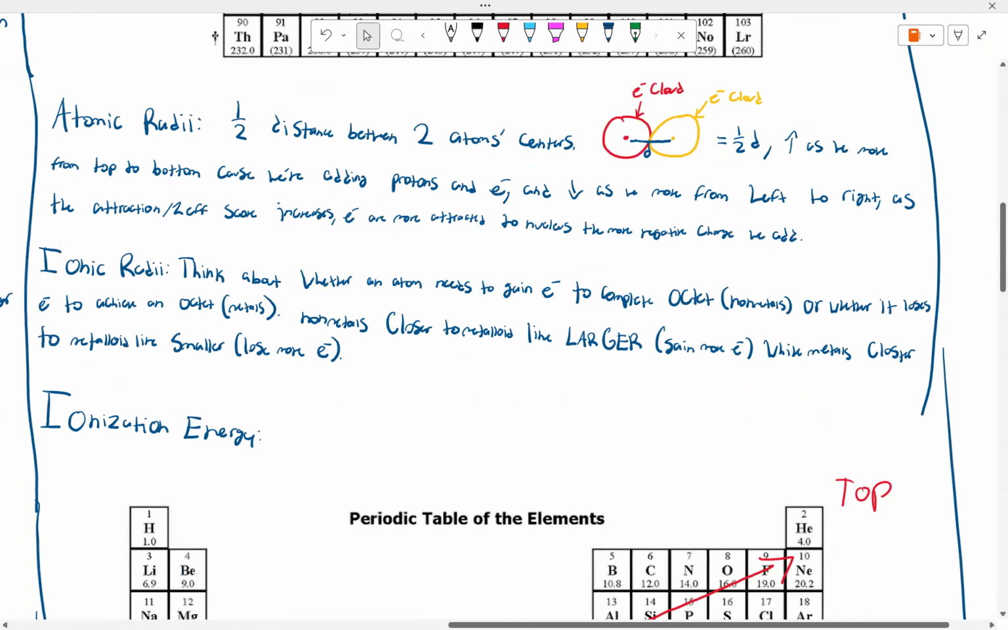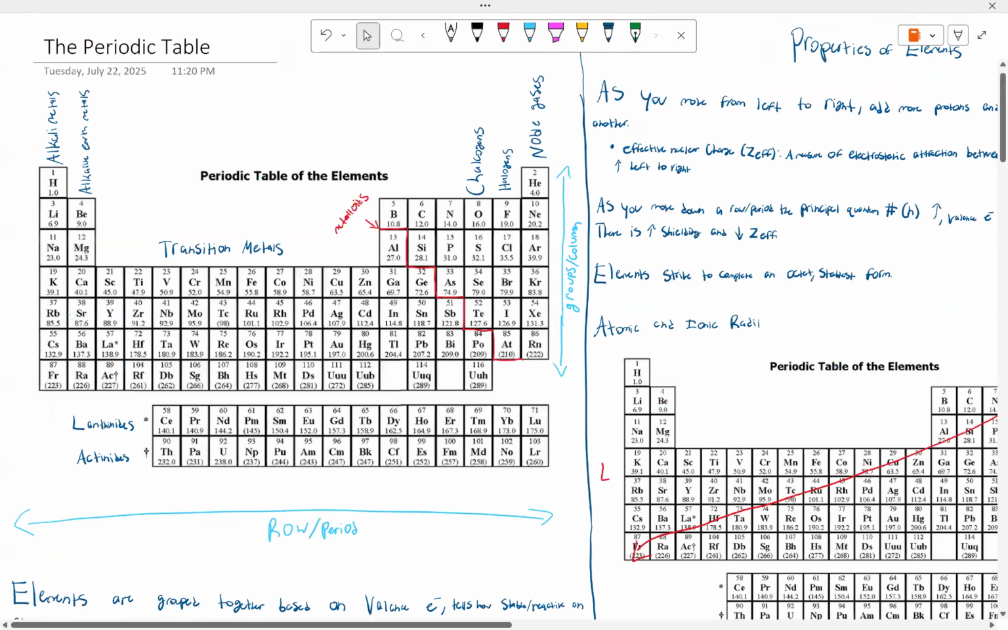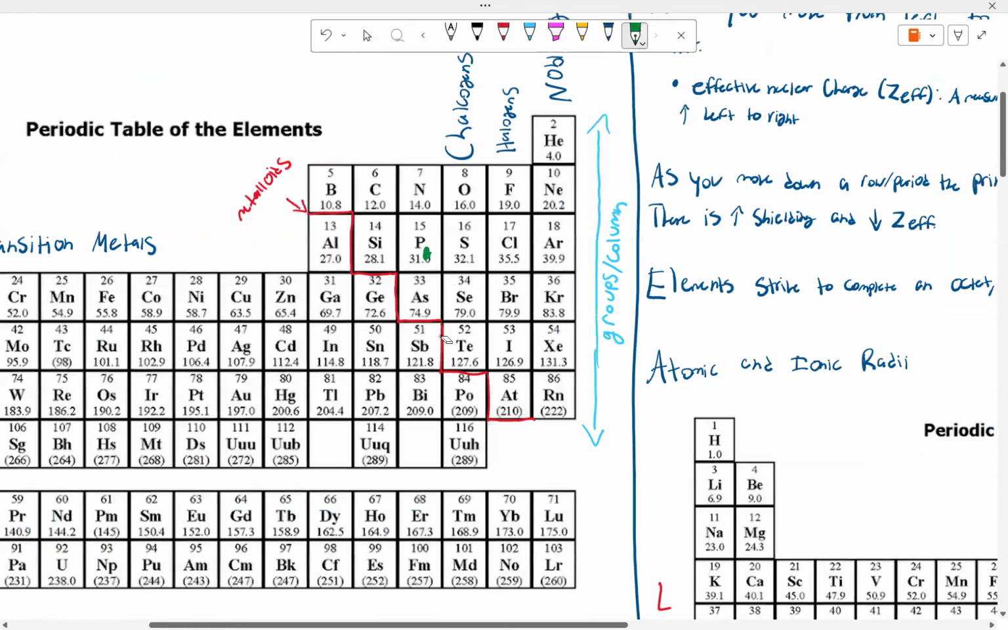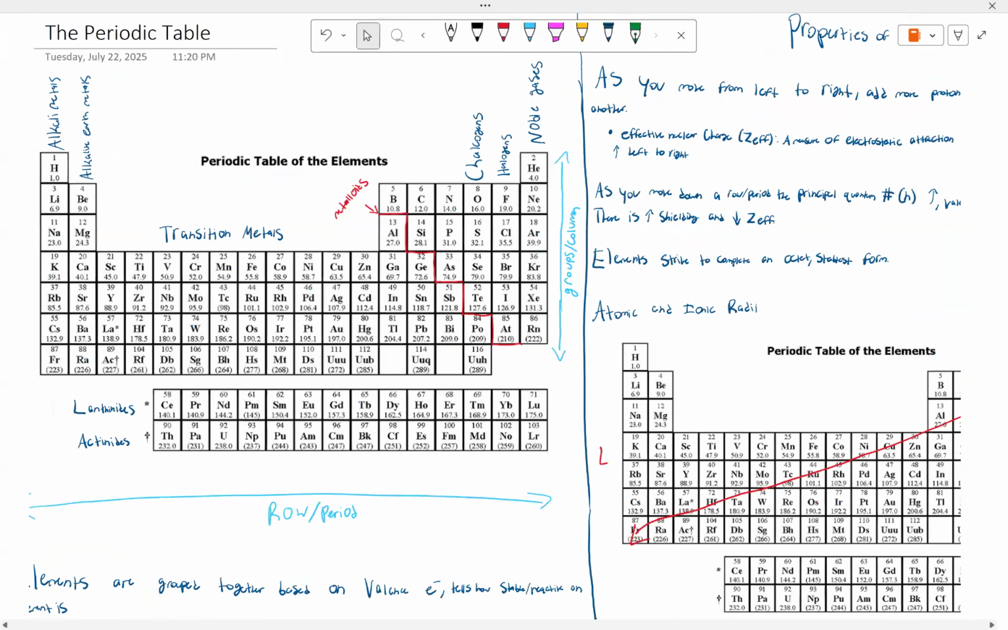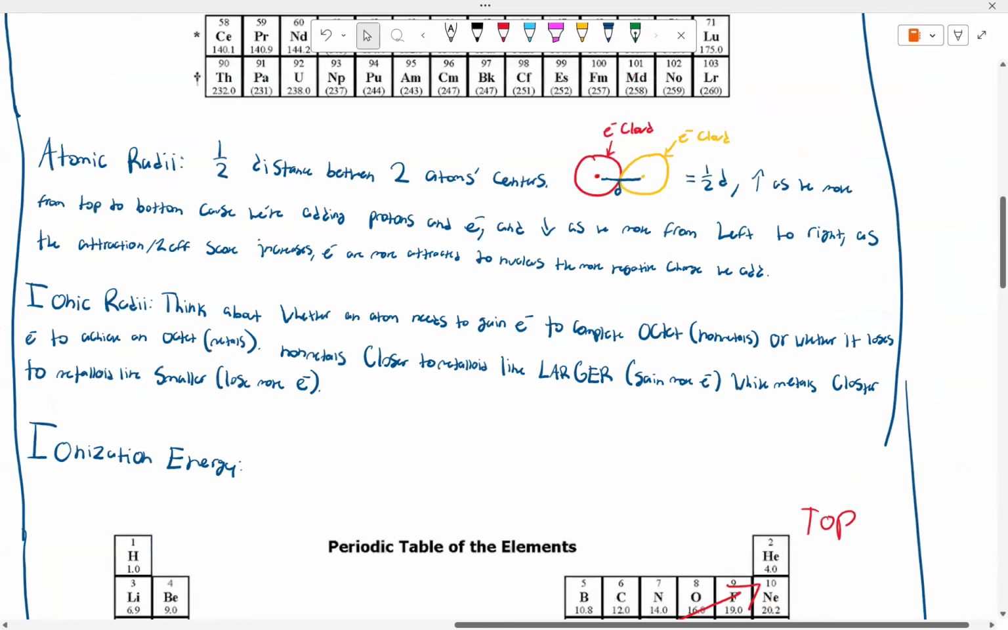Ionic radii are a little more tricky. It's like thinking about whether an atom needs to gain an electron to complete an octet, so for nonmetals, or whether it loses electrons to achieve an octet, for metals. And then the second step is for nonmetals that are closer to the metalloid line. Remember the metalloid line is over here. This would be the nonmetal side where I have green for phosphorus. This would be closer to the metal side, aluminum, for example. Basically, nonmetals closer to the metalloid line are larger because they gain more electrons.